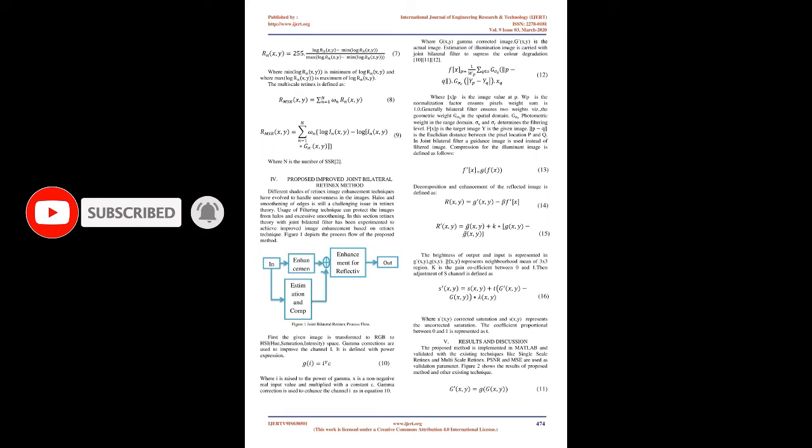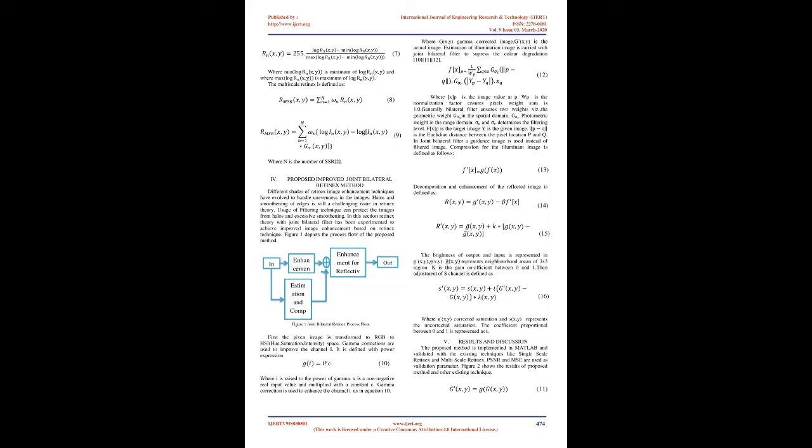L(x,y) can be estimated by convolving I(x,y) with the Gaussian function G(x,y), where s is the Gaussian function standard deviation and the asterisk denotes the convolution operation. G(x,y) can be defined as follows. Substituting equation 4 and equation 5 into equation 3 results in single-scale Retinex, SSR. The reflection component R(x,y) is stated as follows, where min log R(x,y) is the minimum of log R(x,y) and max log R(x,y) is the maximum of log R(x,y). The multi-scale Retinex is defined as follows, where n is the number of SSRs.